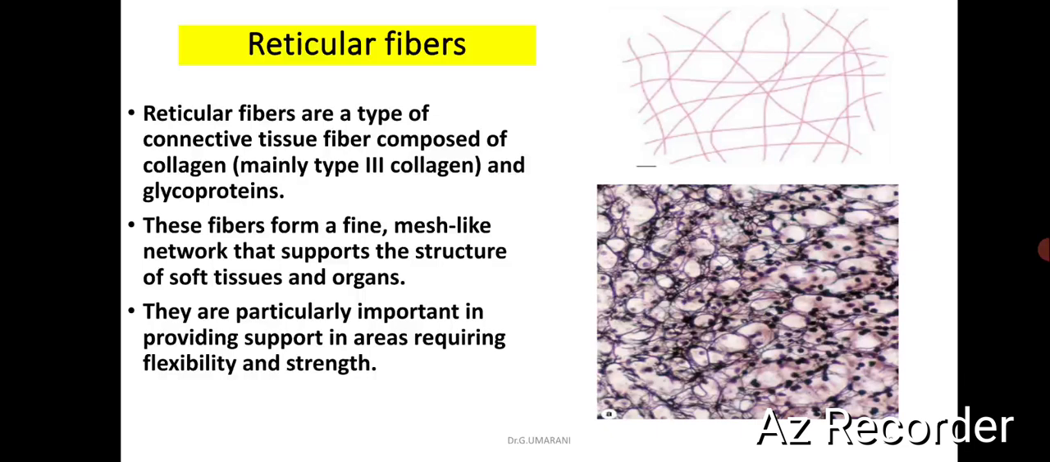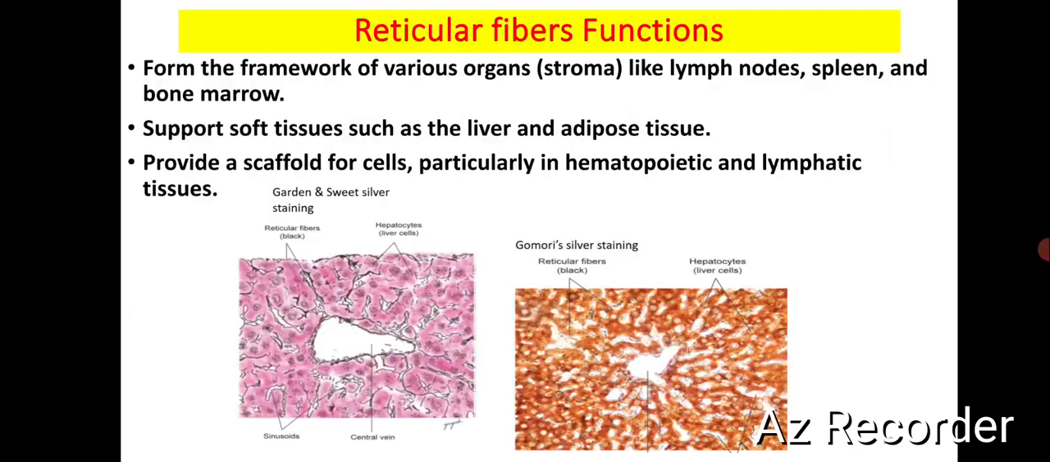Next, the third fibers are the reticular fibers. These are a type of connective tissue fiber composed of collagen and glycoprotein, especially type 3 collagen. And these fibers form a fine mesh-like network that supports the structure of soft tissues and organs. And they are particularly important in providing support in areas requiring flexibility and strength.